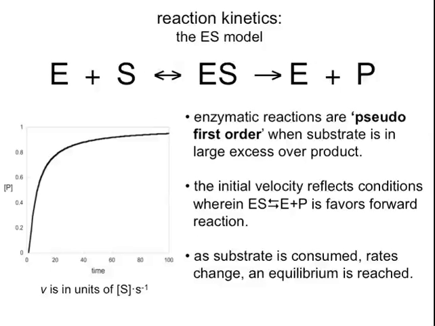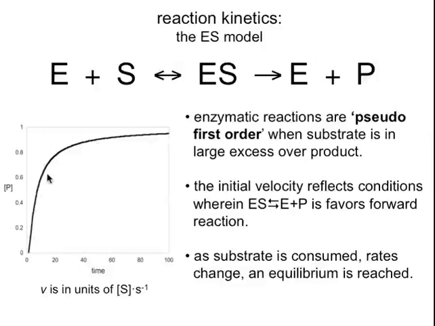This simplifies things, right? There's pseudo first order when substrate is in large excess over product. So when does that take place? Well, let's take a second to look at some fake data. Here we're looking at the concentration of product, so that's going to change as a function of time after we initiate the chemical reaction, say by adding the substrate to our enzyme. And we see that the reaction rate changes.